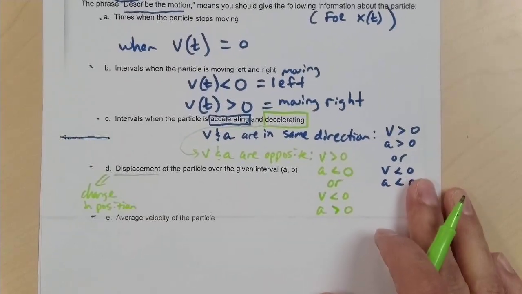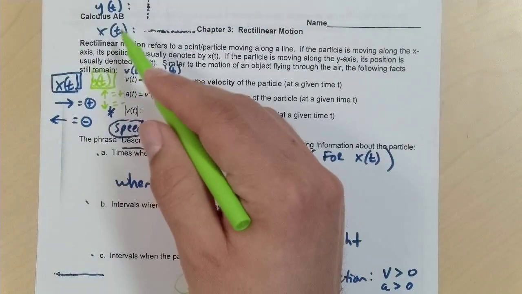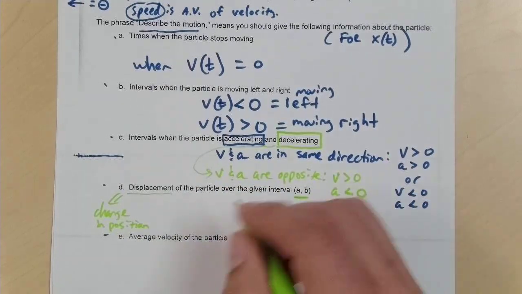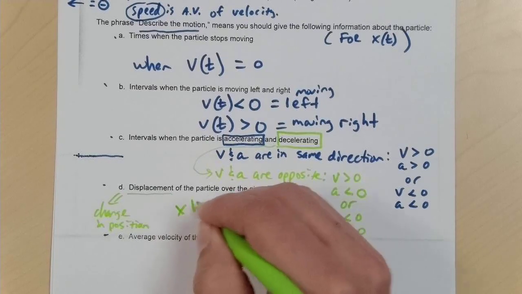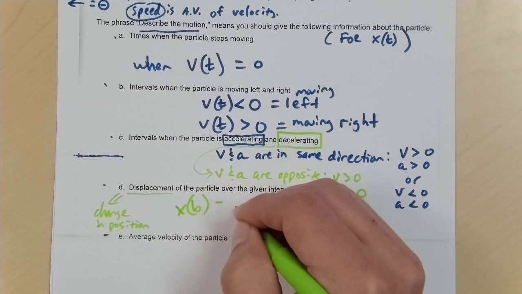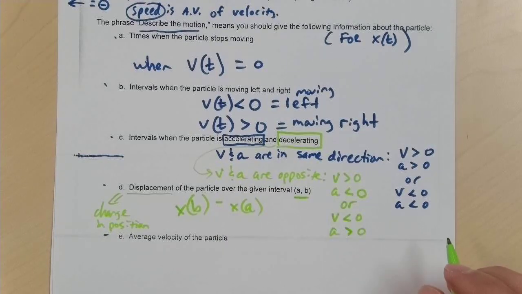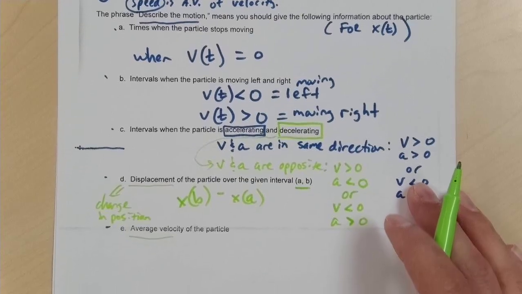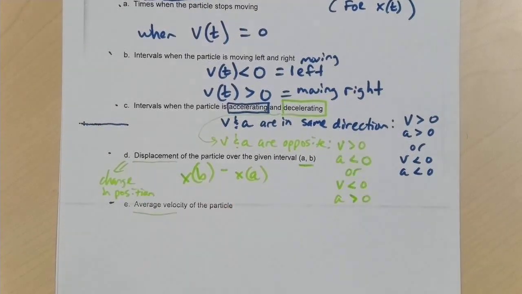Displacement is the overall change in position. And that's simply found by plugging values into x of t, your position function. So if this is our interval, we start at A and end at B, then all you would do is subtract x of B minus x of A. Pretty simple.